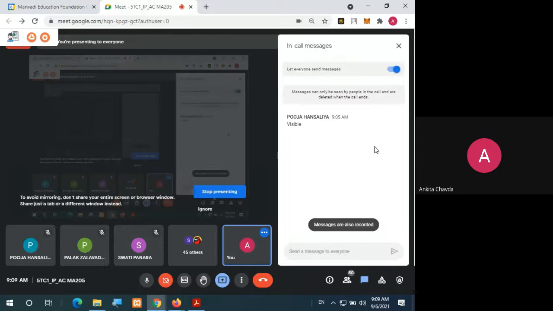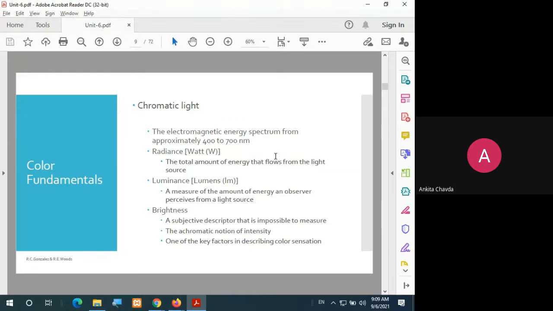Okay. So radiance. Here we will be having three definitions. This is what we have seen in our first unit, if you remember: radiance, luminance, and brightness. For brightness, we have said that it cannot be measured in any terms, because brightness is totally subjective. Person to person, it will vary. But radiance and luminance we can measure, in watts and lumens respectively.